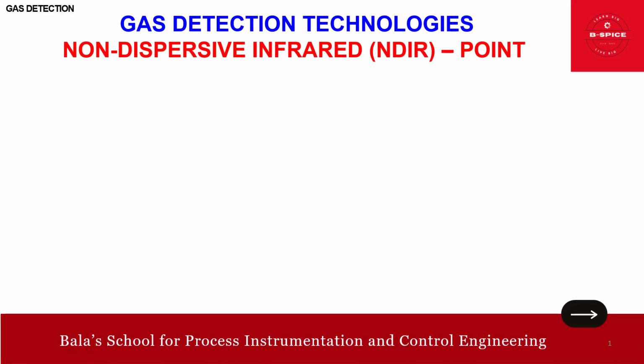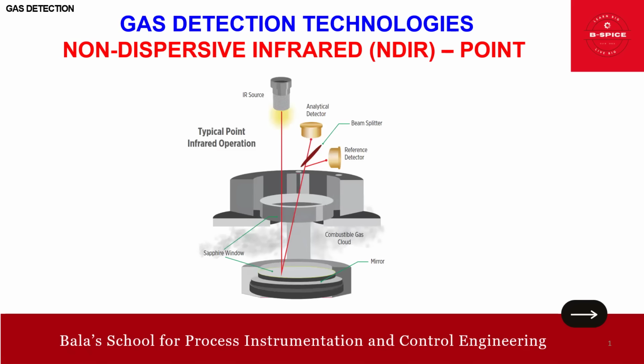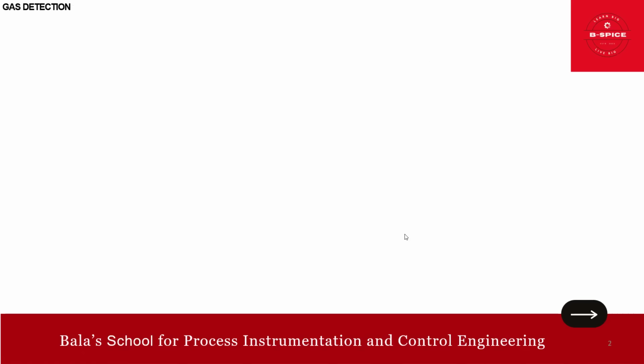In this session, we'll continue with gas detection technologies, wherein we'll focus on non-dispersive infrared point type. So this is the look and feel of the infrared point type, wherein you can see the IR source directing towards the sapphire window, and again it is getting reflected with a mirror, and it goes back to the analytical detector and the reference detector. We will see the detail in the next slide.